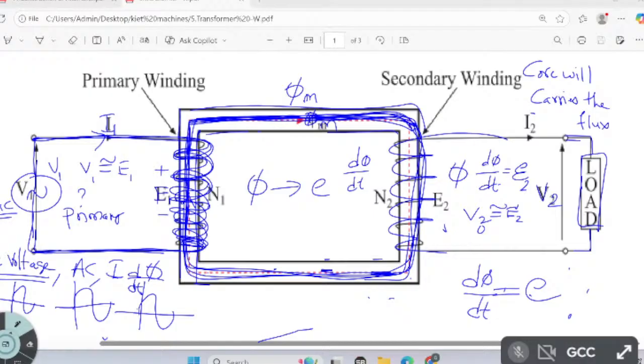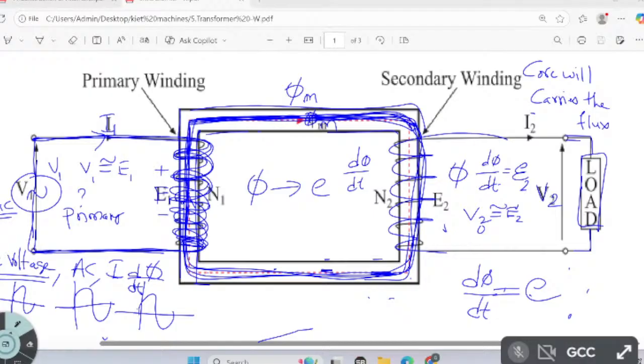So that's why the EMF induced in the transformer is mutual in nature. That's why the law name is Faraday's laws of mutual induction. The EMF induced in the transformer is only mutual induction, not direct.